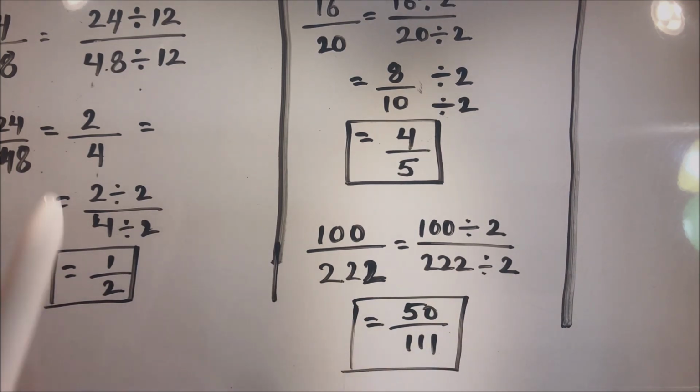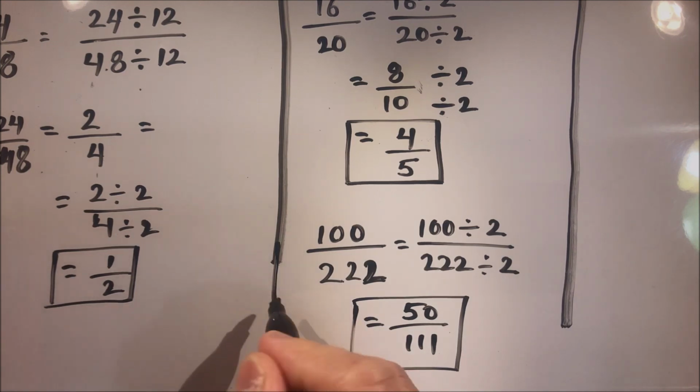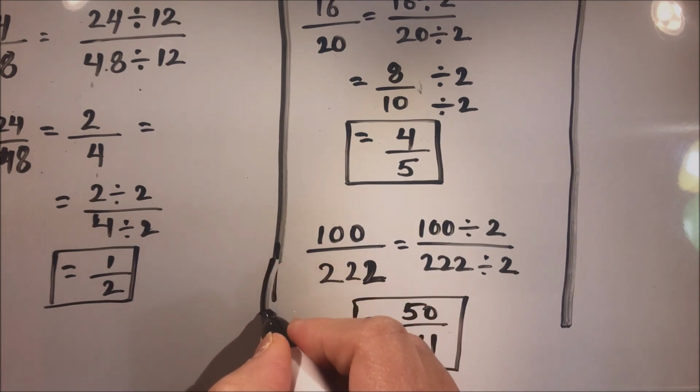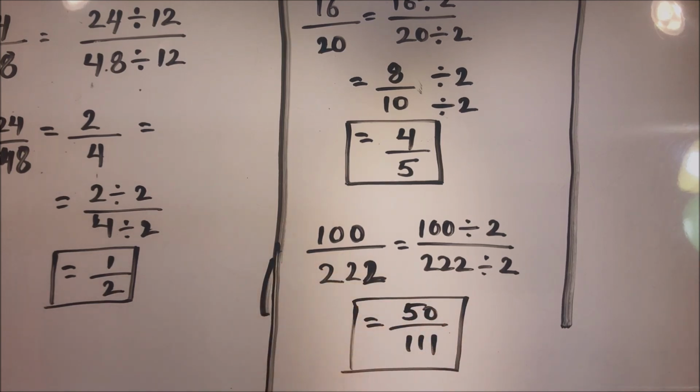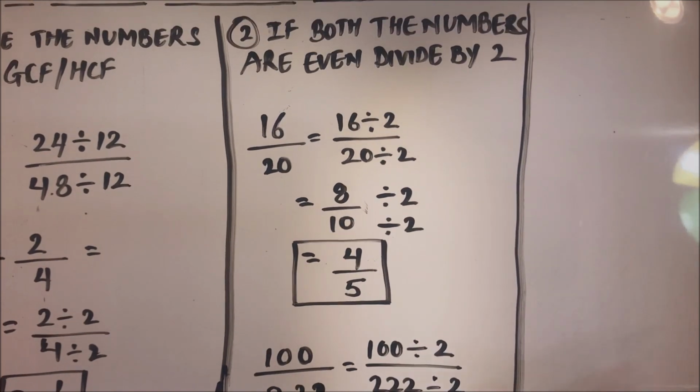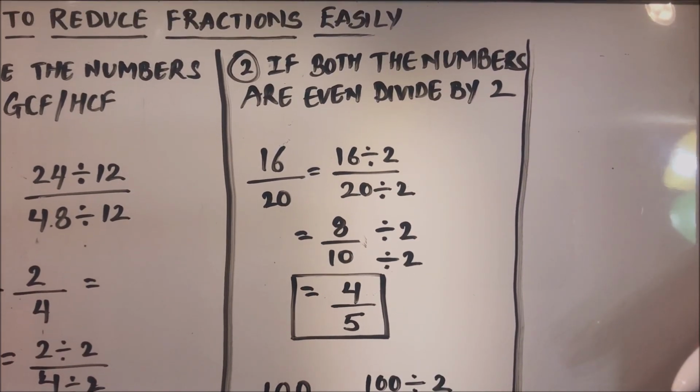So the number one trick is divide the numbers by the GCF of the two numbers. The second one is if the numbers are even and you don't know how to find the GCF, or you have no time to find the GCF, then you can start dividing the numbers by 2. Now let's see what's the third strategy to reduce the fractions.